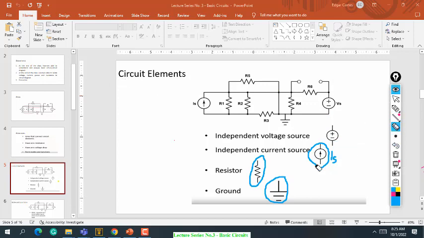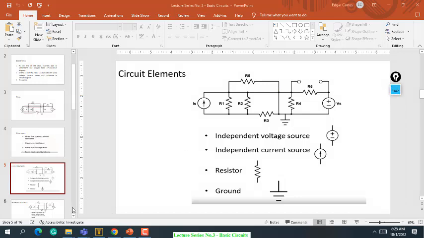Is there any question on the basic circuit elements as part of the circuit diagram? None so far. Okay, next slide, sir.